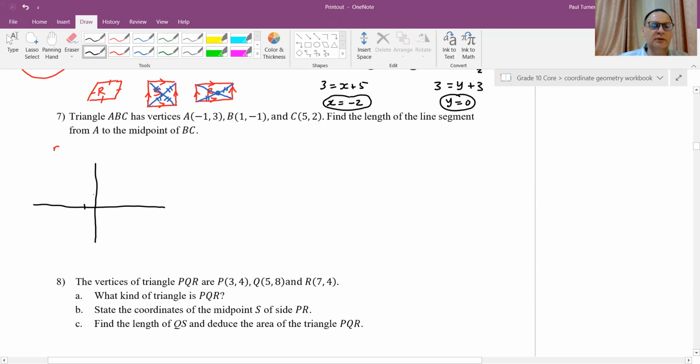So -1, 1, 2, 3. So here is -1, 3. B is 1, -1. So 1, -1 down here. And C is 5, 2. So 1, 2, 3, 4, 5, 1, 2, about here. So 5, 2. Okay, we may not do all of these questions in this section because I want to finish this topic today. So let's see what we can get done.